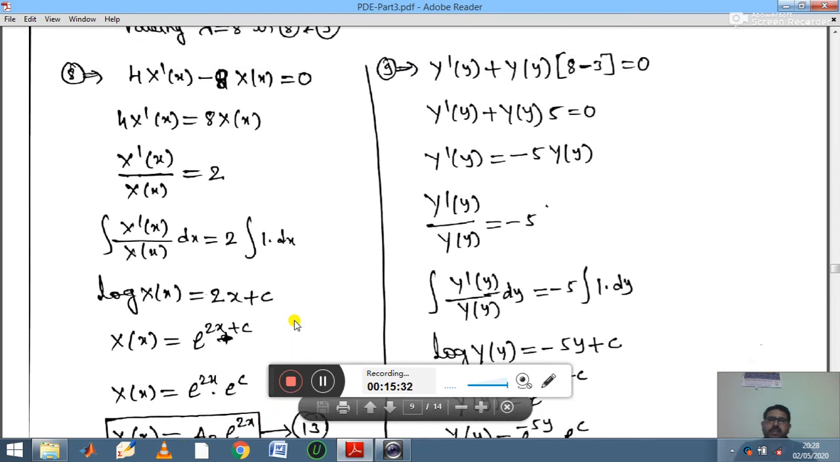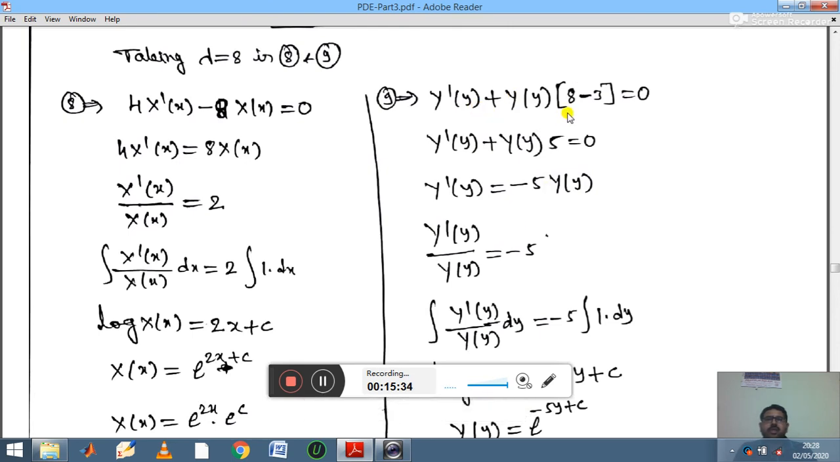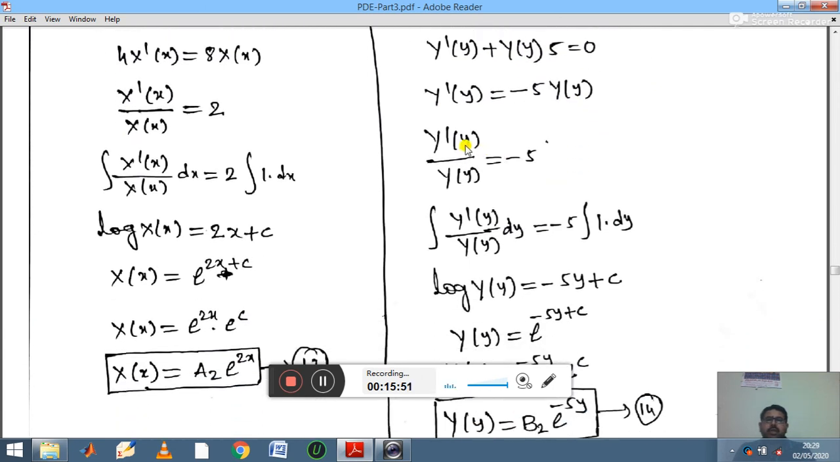Now go for the second, equation 9. In equation 9, in place of lambda, we are using 8, second case. Okay, Y'(y) plus Y(y), 8 minus 3 gives 5. Then you send this term to the RHS side, it becomes Y'(y) equals minus 5 into Y(y). Now if you rewrite this, Y'(y) by Y(y) equals minus 5.